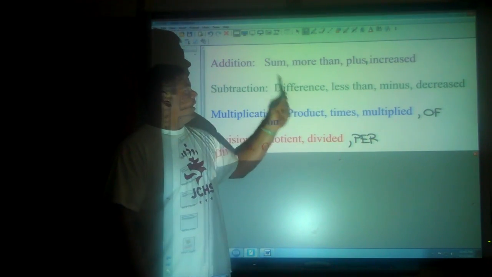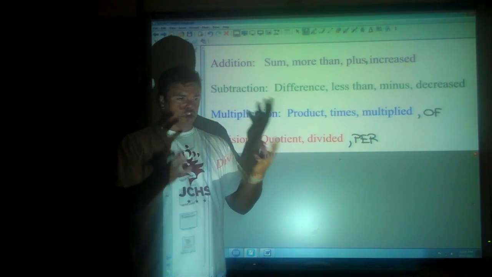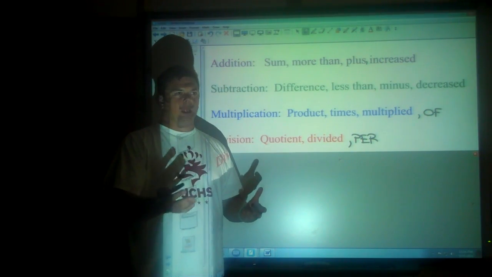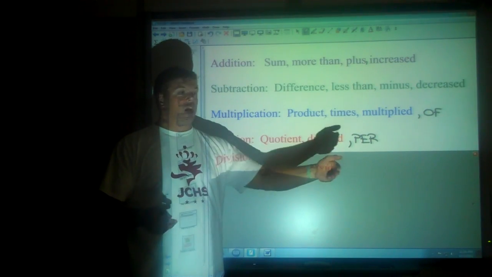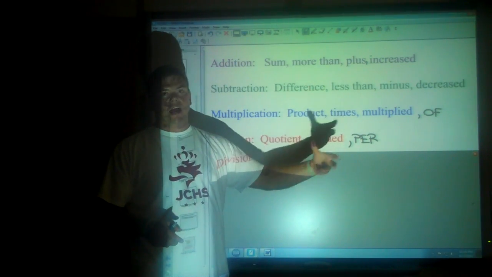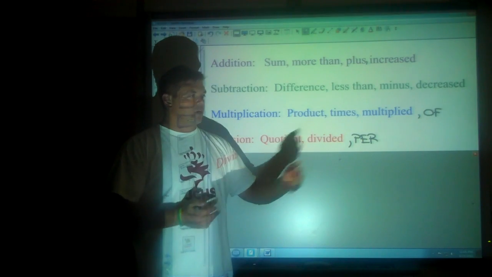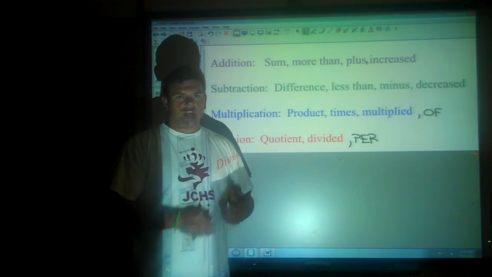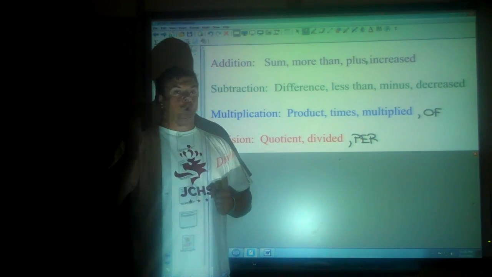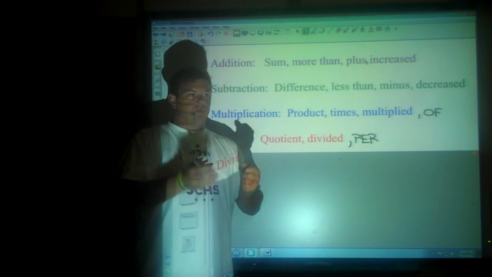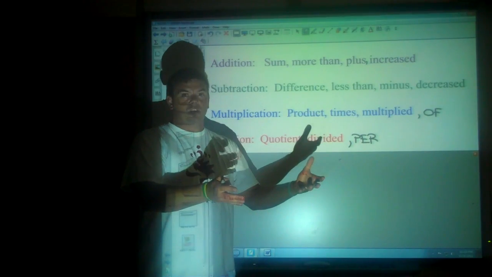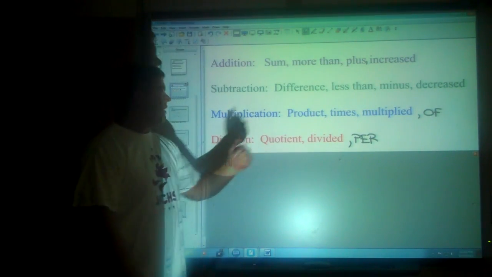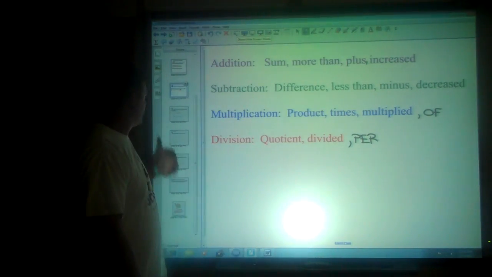Now, each one of them requires 2 quantities. You can't take one number and add it. It needs to have something else. It could add to 0, it could add to 5, it could add to 1,000,000, but it has to have something else it can add to. The same for subtraction, the same for multiplication, the same for division. You can't just have one number. So if it says the quotient of, that means there must be 2 things being divided. Quotient of 2 things. And those 2 things might be right after the word quotient. So you have to look for those.